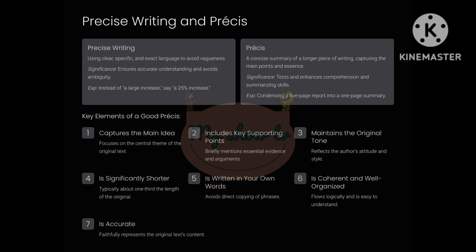6. Is coherent and well organized. Even though it's a summary, the précis should still be logically organized and easy to understand on its own. The points should flow smoothly. 7. Is accurate. The précis must faithfully represent the content of the original text. It should not introduce new ideas or distort the author's meaning.